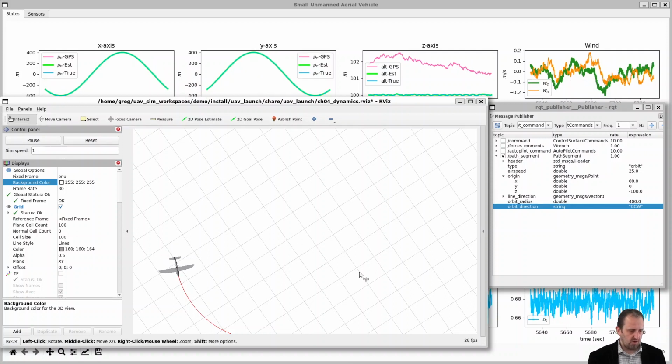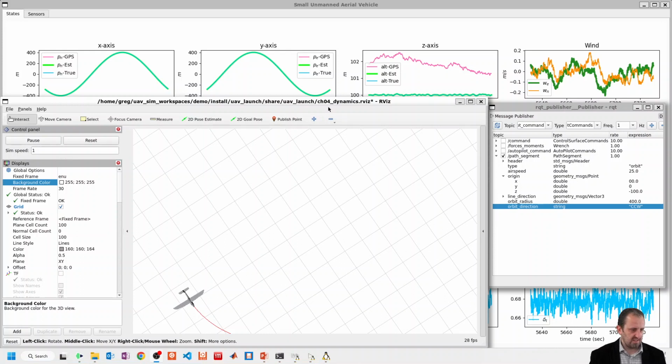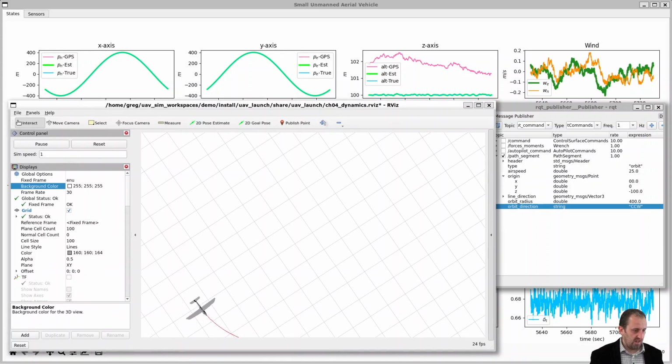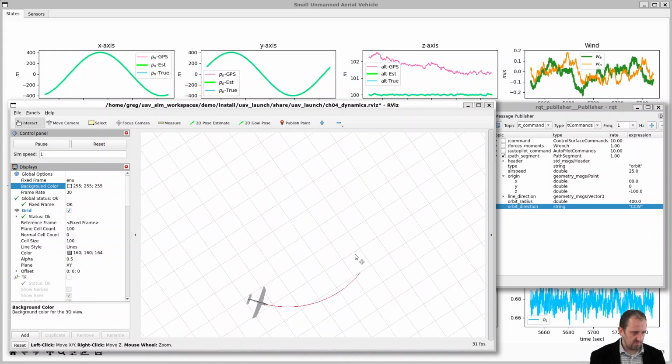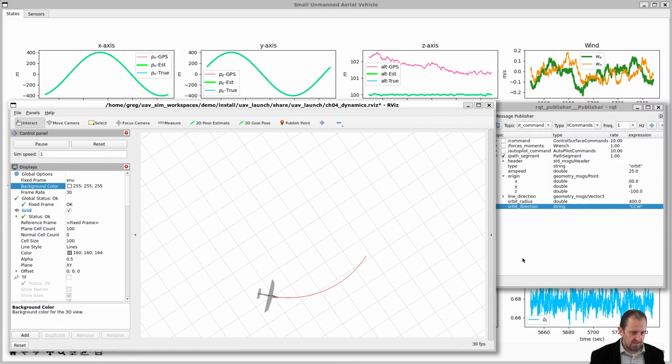You can see that the whole time we've been lecturing, it's just been moving in one big long circle, right? Which is pretty cool. And you can see that in our x and our y directions, they look like a sinusoid because we're going around in a circle. And we're staying right on our desired altitude.